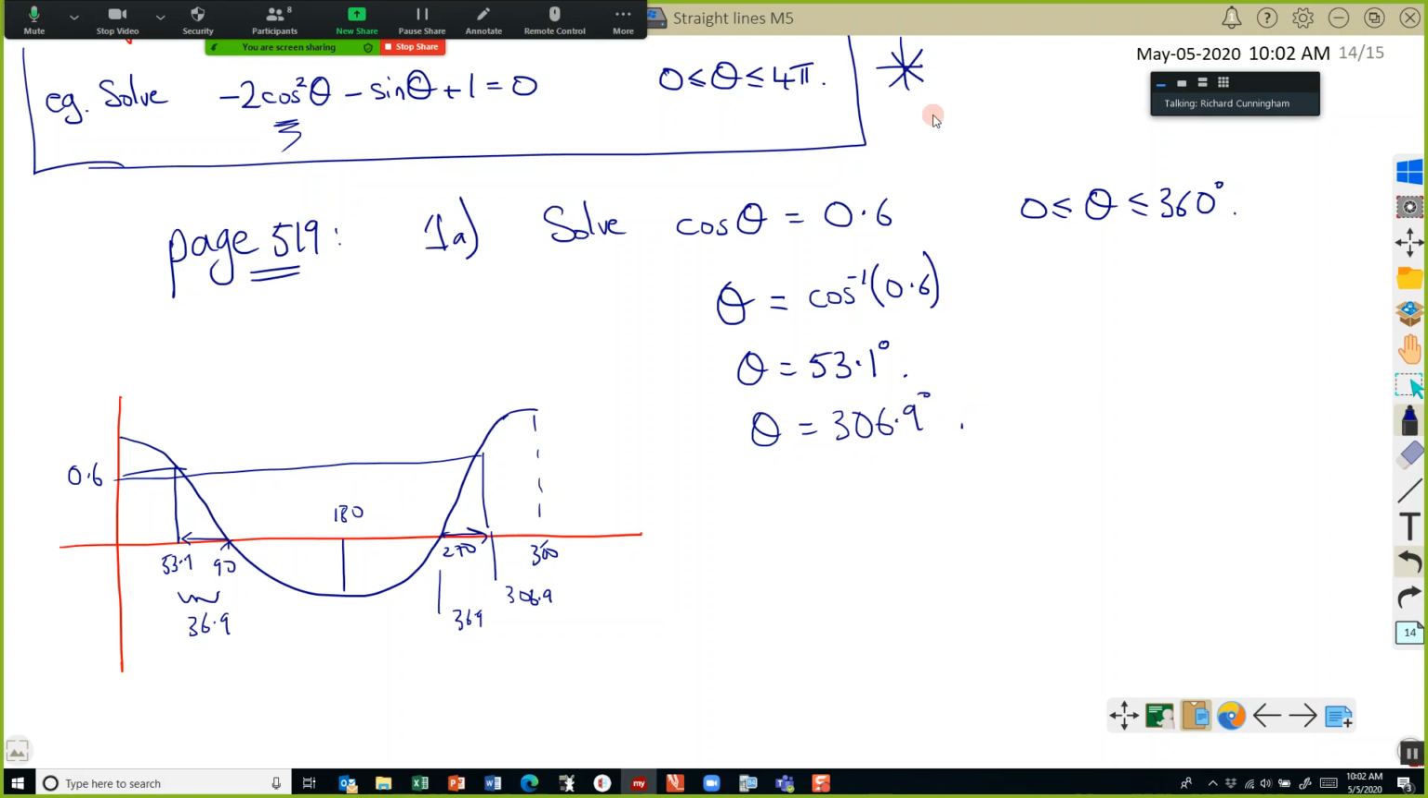So it's exactly the same as before, except we're not looking at exact values. Okay, we've got decimal answers. Does that make sense? What about the rest of us? Cool. Do you think you'd be able to have a go at question 1 and question 2?